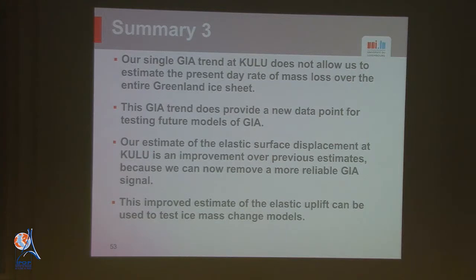Our single GIA trend at Kulusuk, I don't want to oversell it. It's still a local observation, but it does mean that we can use this observation to improve our models of ice mass change and the mantle viscosity in this region. So that's valuable. We're not going to be able to extrapolate this number to the entire ice sheet and extract the present day signal.